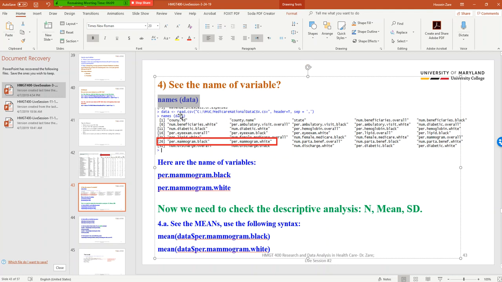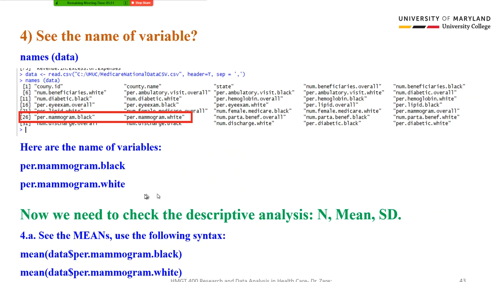For example, I'm reading the data from the Medicare National Data CSV file, and these are all the variables in the data set. For my topic, I'm looking for these two variables, percent of mammogram black, percent of mammogram white. These are the two variables here. Let me put it in presentation mode. Go ahead.